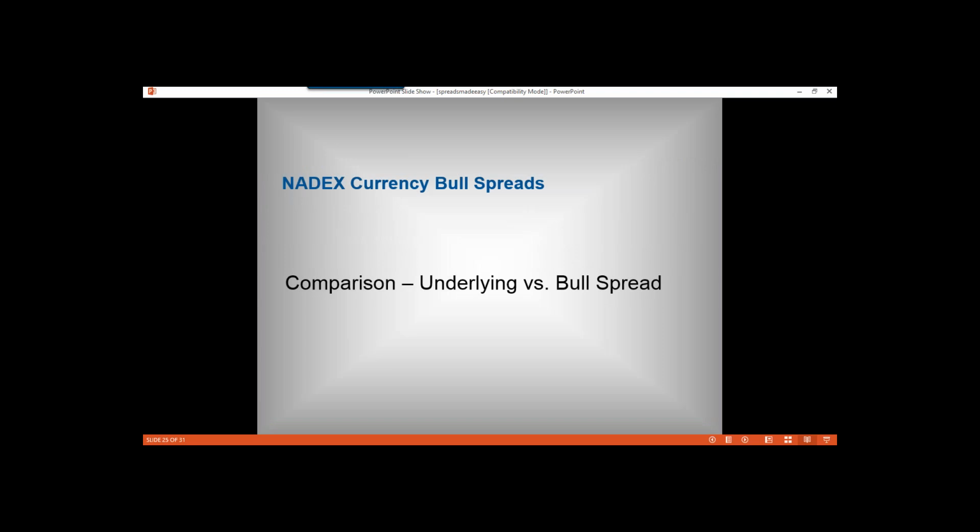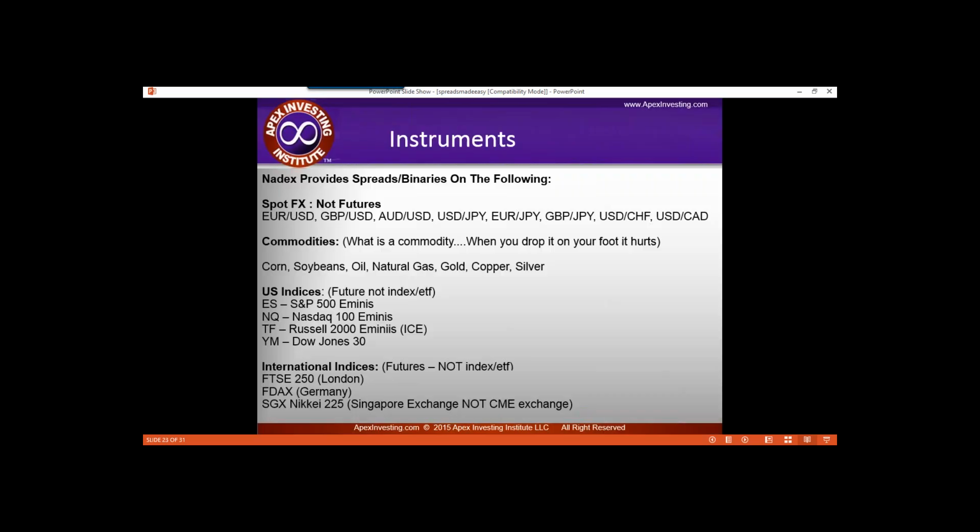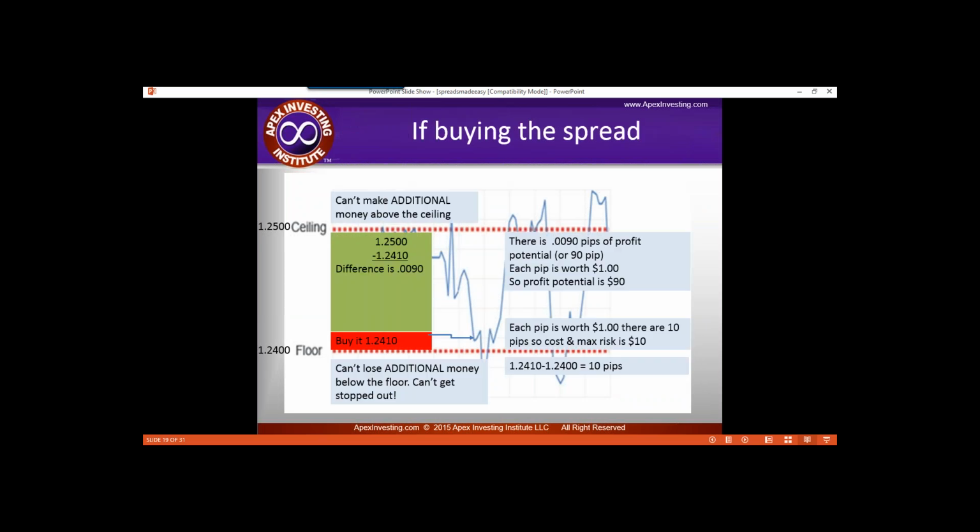Okay, Sandra, if you buy at the ceiling, you're not really accomplishing anything there. If you buy, you want the market to go up. If you buy at the ceiling, remember this, you can't make additional money above the ceiling. So if I buy right here, I can only make money to right here. That's it. I don't want to buy at a ceiling.